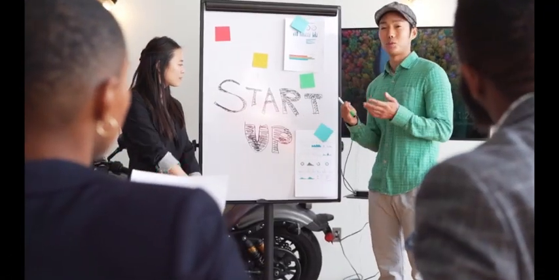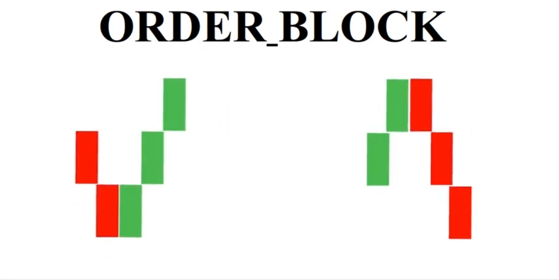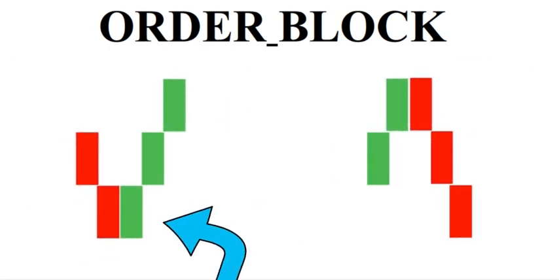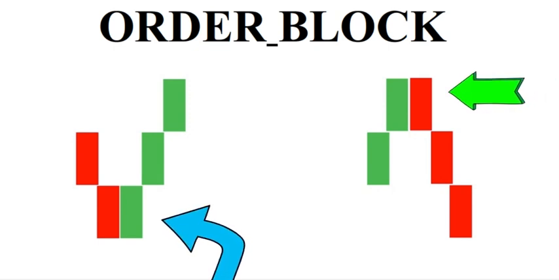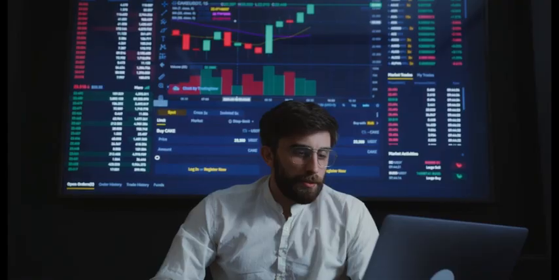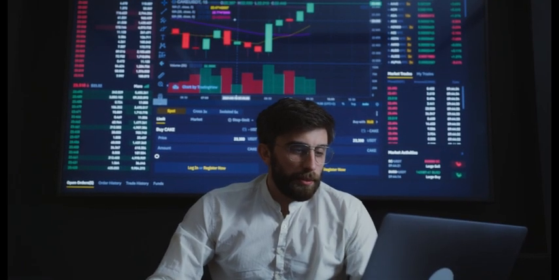In my own understanding, an order block is the last bearish candle before a big bullish move in an uptrend market, and it is also the last bullish candle before a big, strong bearish move in a downtrend market. Order blocks are the building blocks of excellent trades.